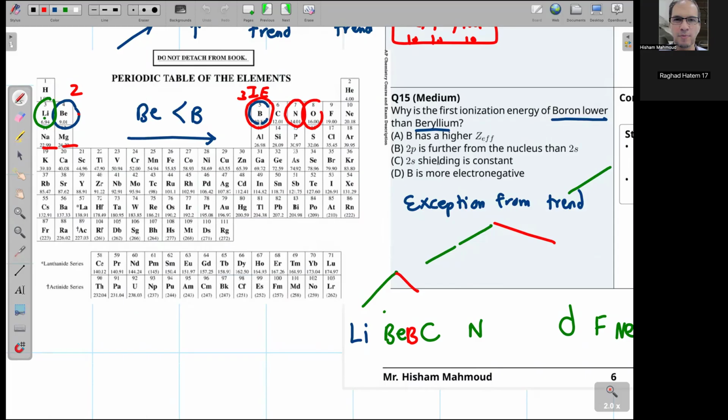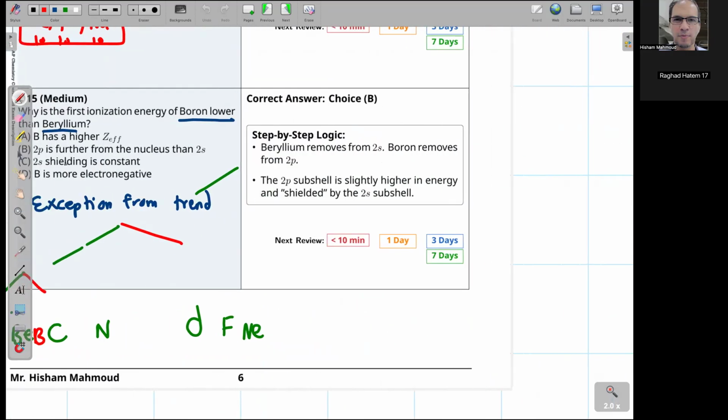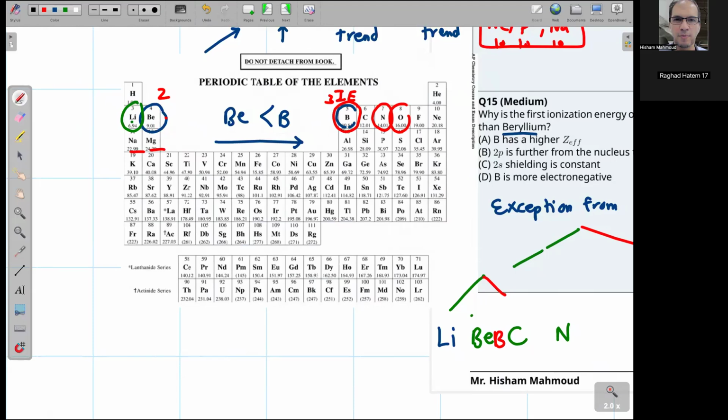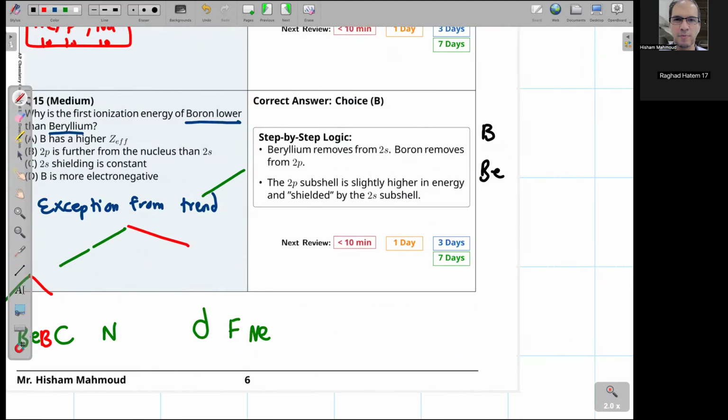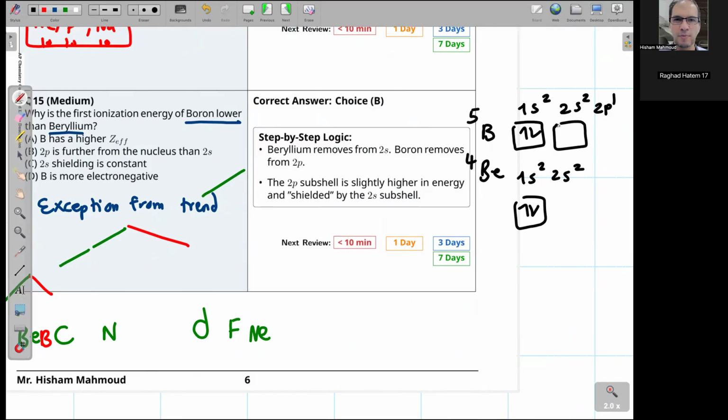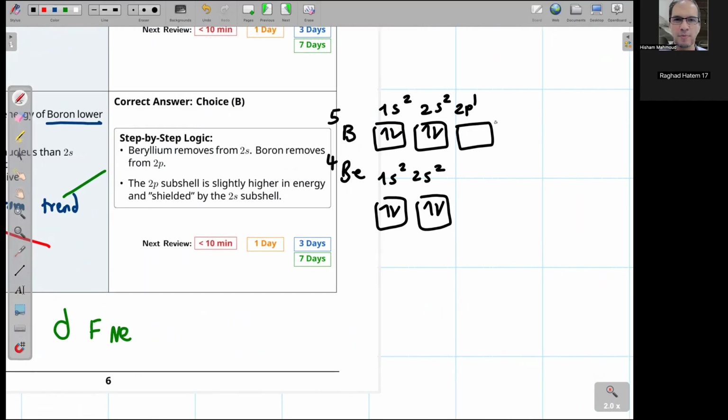The answer, you must do these three things in the exam. You must first write the electronic configuration. So let's see, boron and beryllium. Always draw the electronic configuration. This has 5 electrons and this is 4. So this is 1s2, 2s2, 2p1. And that one is 1s2, 2s2, there is no 2p1, 2s2 only. So there are 2 electrons here and the same is here. And here there is 1 electron in the p and there is nothing here.